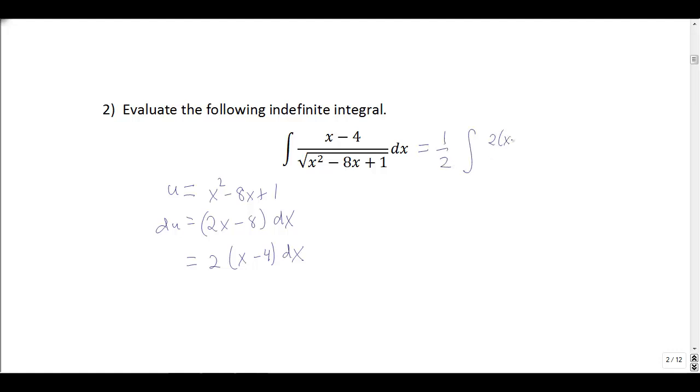Write this as 2 times (x minus 4) over the square root of x squared minus 8x plus 1 dx. But since I multiplied by 2, I have to divide by 2 on the outside, or multiply by 1/2. Now I can substitute in the u's. So I get 1/2 the integral, and 2 times (x minus 4) times dx gives me a du. Then I have 1 over the square root of x squared minus 8x plus 1, which is 1 over the square root of u. Now I'm just going to evaluate this. Let me rewrite it: 1 over the square root of u is u to the -1/2.